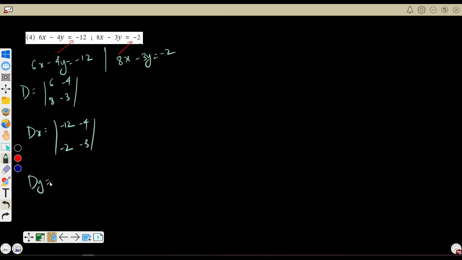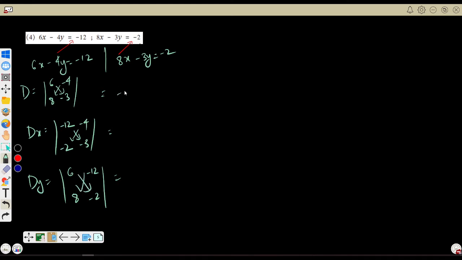After this we will look for dy. In this, what we do, we replace the second column with the constant. So second column will be minus 12, minus 2, and the first column will remain as it is, that is 6 and 8. So we'll quickly find the values of all the determinants. I'll draw the arrows for all the determinants and I'll directly solve this.